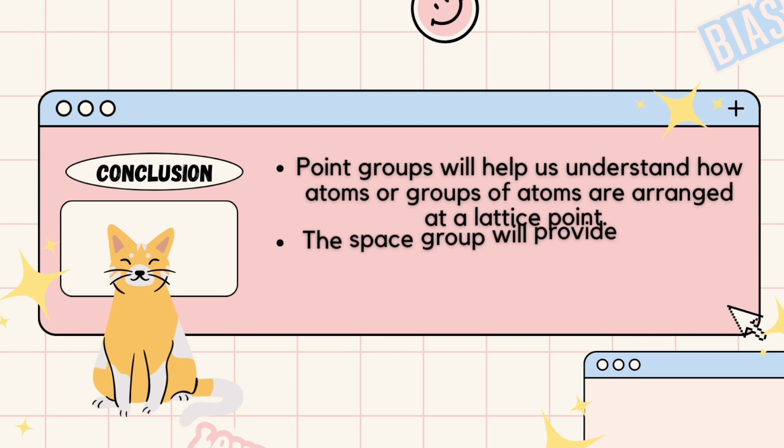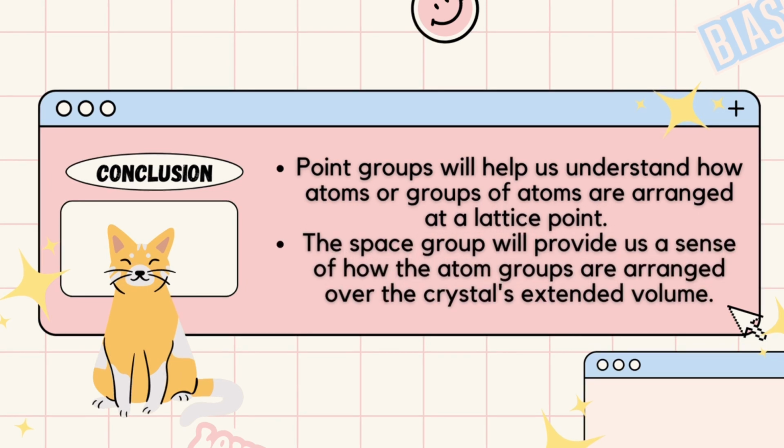In conclusion, point groups will help us to understand how atoms or groups of atoms are arranged at a lattice point. The space group will provide us a sense of how the atom groups are arranged over the crystal's extended volume.